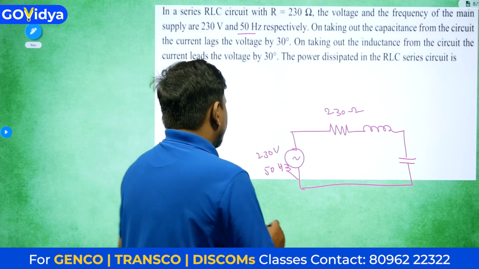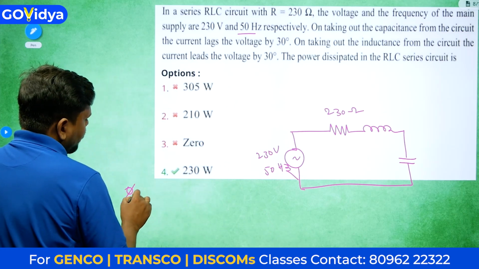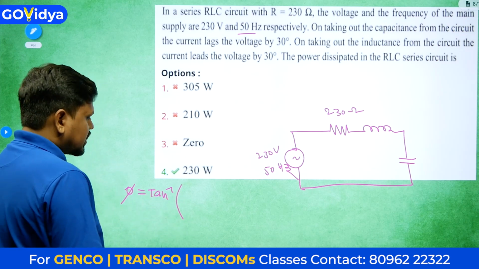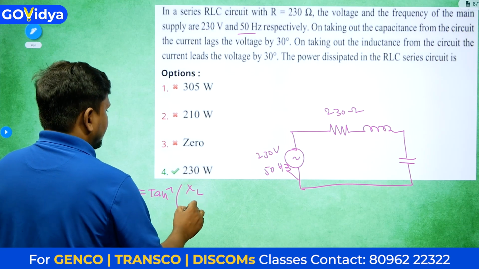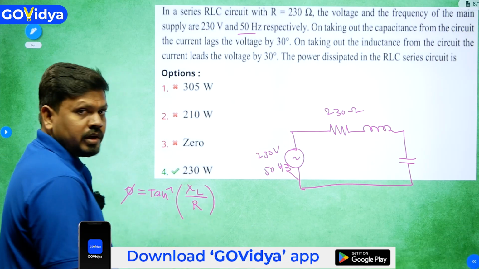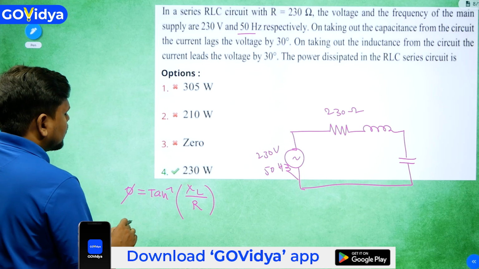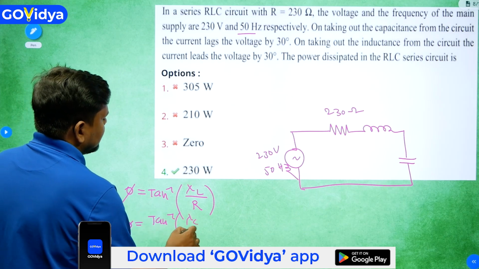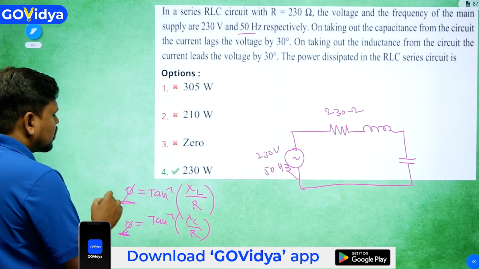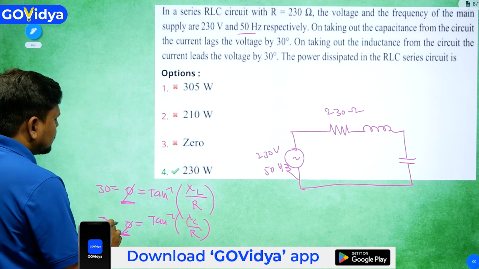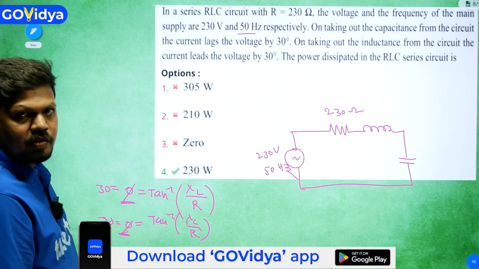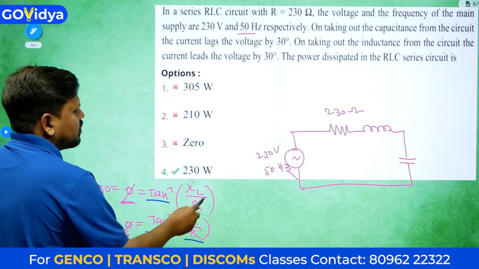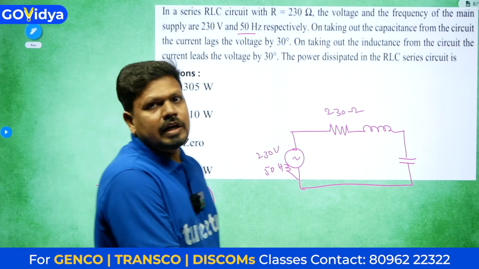So what it means: the power factor angle phi equals tan inverse of XL divided by R, since whenever capacitance is not present. And similarly, whenever inductance is removed, then it is tan inverse of XC divided by R. Same value we are getting, 30, one is lagging and another one is leading. That means R is the same and the tan function is the same, so XL equals XC. This is the technical way of proving.